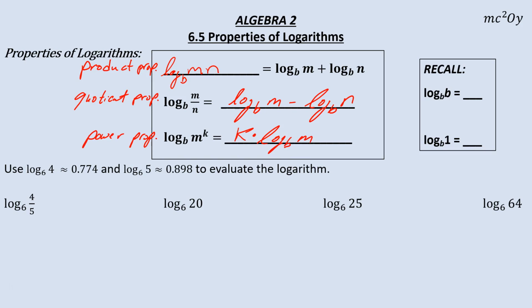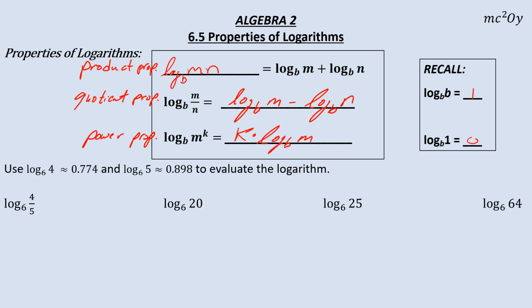Okay, and then we have two other properties that we've already dealt with. We have log base b of b, that's equal to 1. And then we have log base b of 1, which is equal to 0. Okay, so we want to recall those. So how do we use these properties? Well, a couple different things.